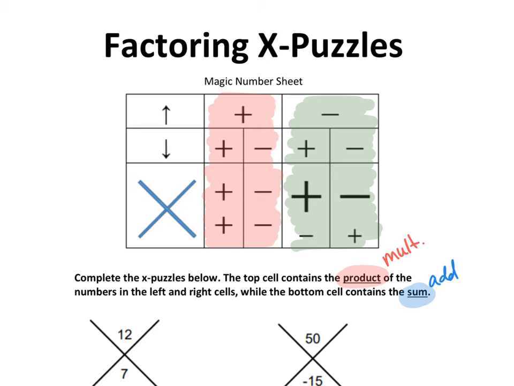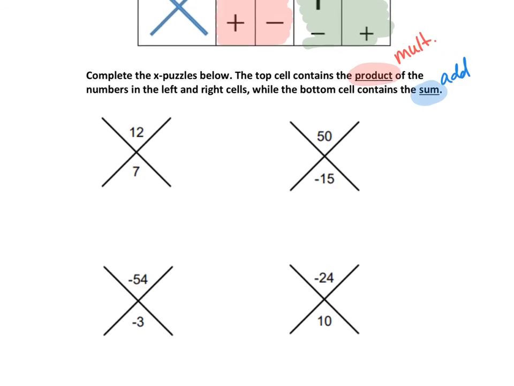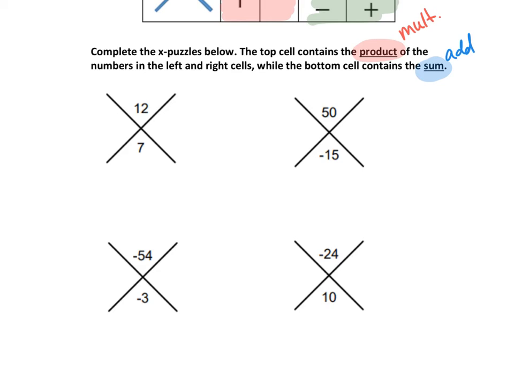Okay, when we solve X puzzles like we will down here at the bottom, and if you need to use the magic number sheet, you do. For this one, 12 and 7, we want factors of 12, factors just like we made for GCF, the list of things that multiply to it, that will add to 7. Based on my magic number chart, the top is positive, the bottom's positive. So what signs will be here? Both positive. So let's go ahead and write that in. With your pencil, go ahead and write in both positive. We know that they're both going to be positive.